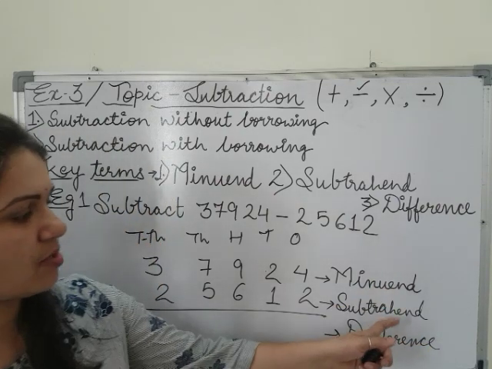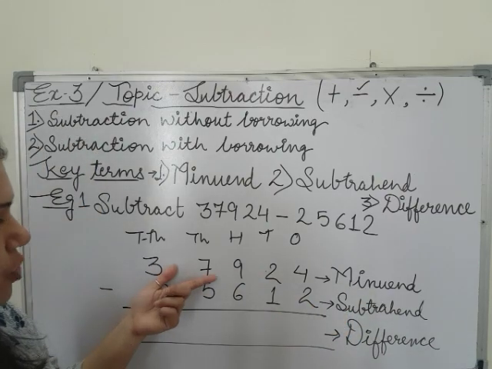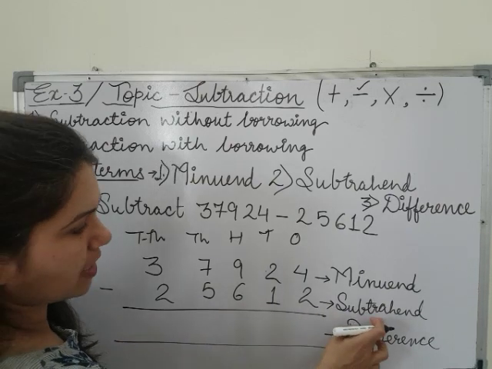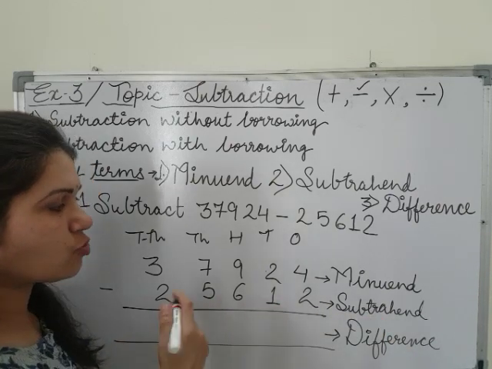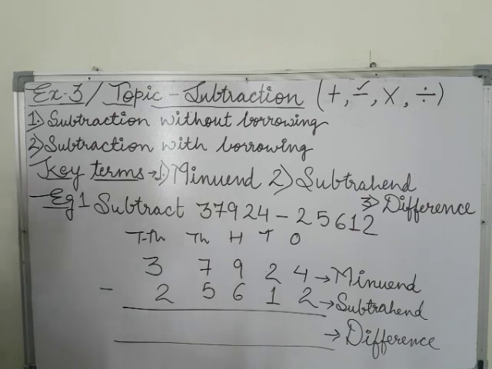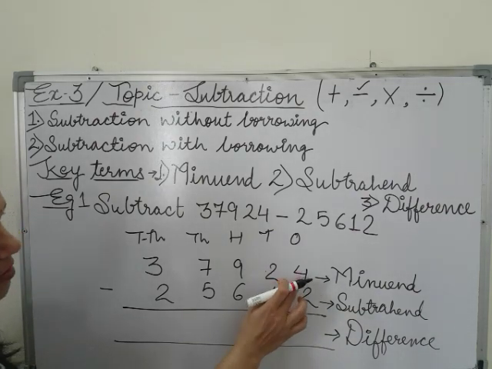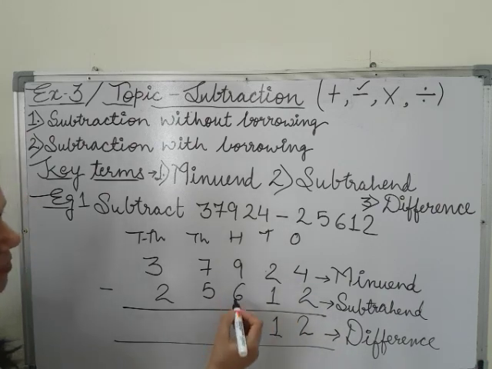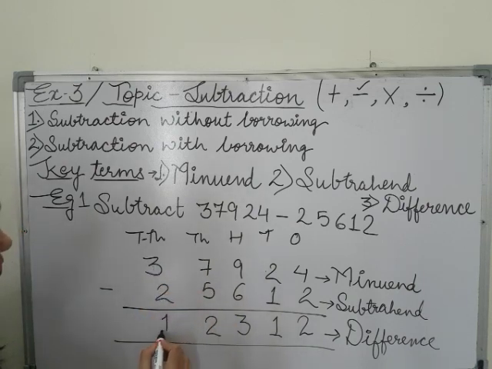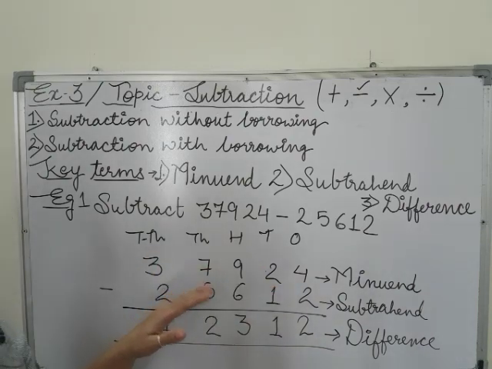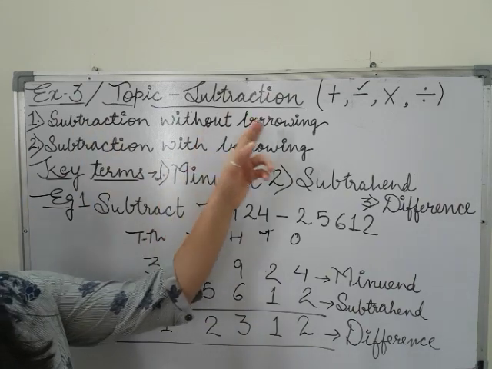I hope these three terms are clear to you. First is minuend, the larger number from which we subtract the smaller one. Second is subtrahend. This is the smaller term which is to be subtracted from the minuend, and the answer of the subtraction is difference. Now we are subtracting from the ones place. 4 minus 2 is 2, 2 minus 1 is 1, 9 minus 6 is 3, 7 minus 5 is 2 and 3 minus 2 is 1. Now you can see that there is no borrow from any digit. So this is the first category, subtraction without borrowing.